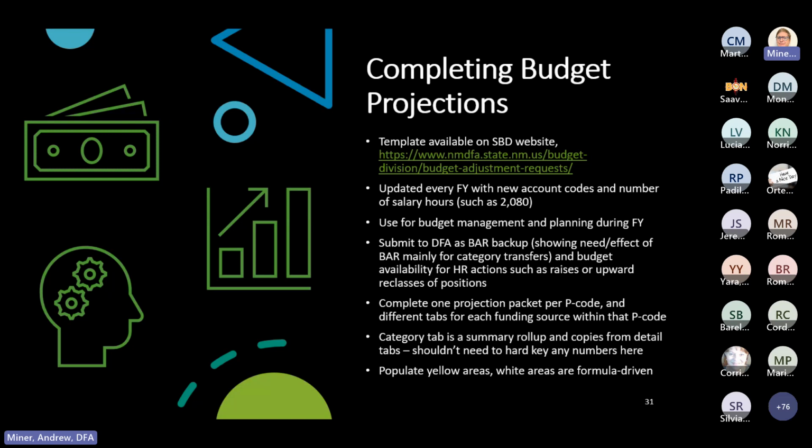So these are things that you should be using for your budget management and planning during the fiscal year. Make use of them yourselves. But you also need to submit them to us as BAR backup, showing the need or the effect of the BAR. That's mainly for category transfers, and also the budget availability for HR actions such as raises or upper reclasses.